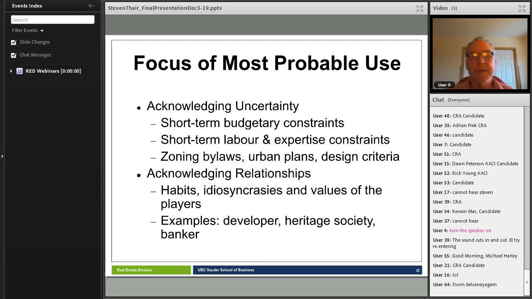So here's a little more detail on most probable use. Most probable use does a few things. One of them is it acknowledges that there's a lot of crazy stuff going on when the actual use of a property is being decided. And I'm speaking primarily of commercial properties here.